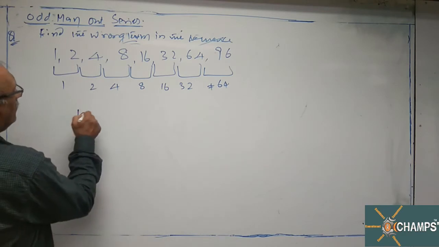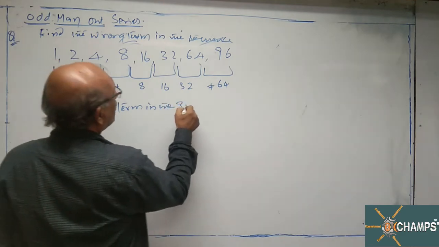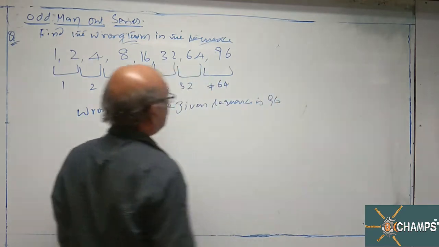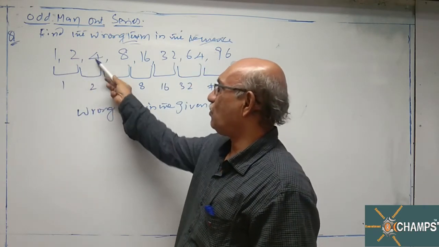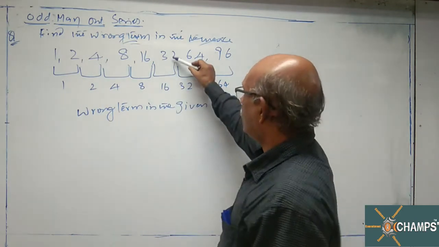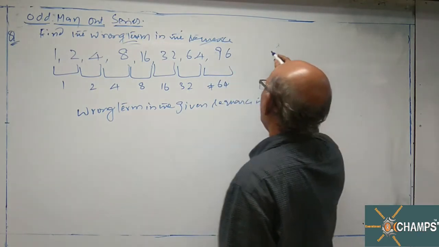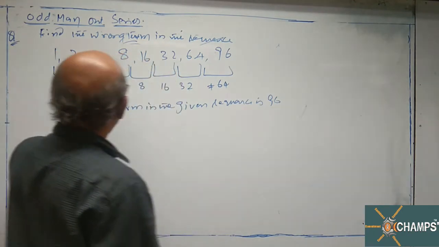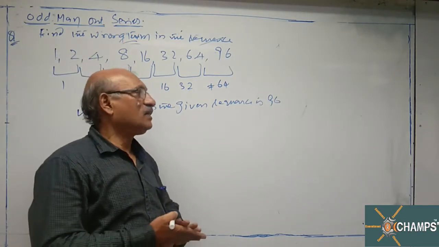Therefore, the wrong term in the given sequence is 96, sir. Look at the logic one more time here. 1 plus 1, 2, 2 plus 2, 4, 4 plus 4, 8, 8 plus 8, 16, 16 plus 16, 32, 32 plus 32, 64, 64 plus 64, it should be 128. 96 we have to replace with 128, then only the pattern will be followed. Therefore the wrong term in the given sequence is 96.